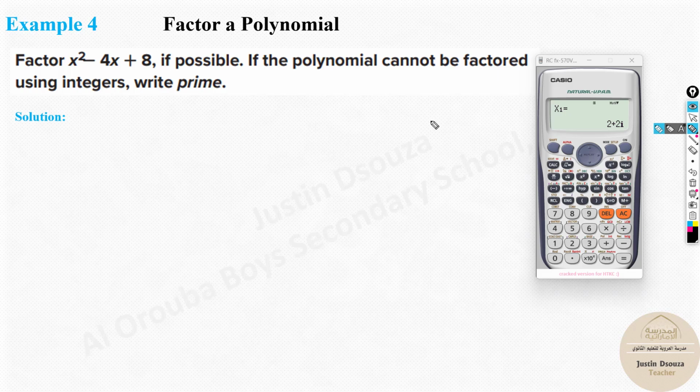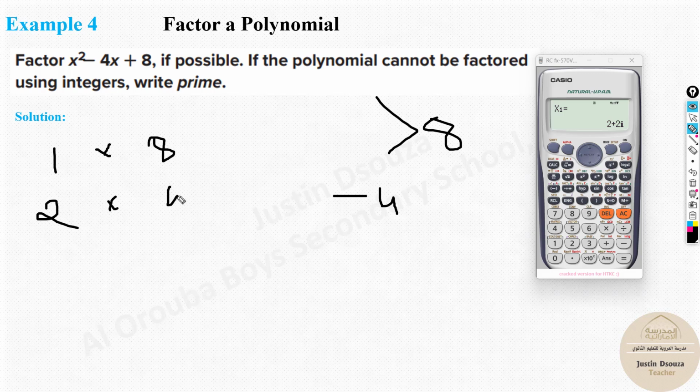Let's see, trying to get the factors 8 and minus 4. Let's see the factors of 8. It is 1 into 8 and 2 into 4, 4 into 2 and 8 into 1. So these are the factors. They repeat, so we don't need to take these again.